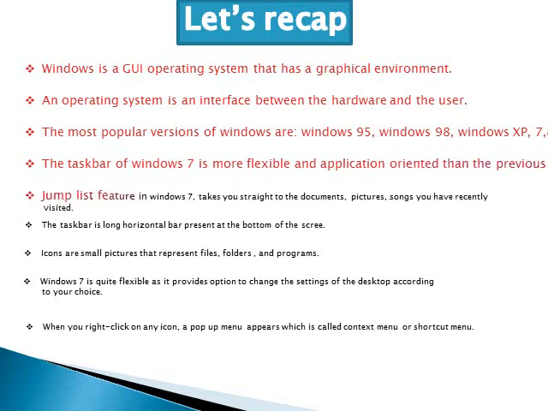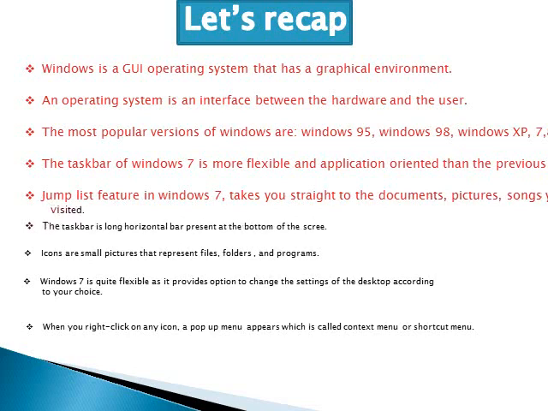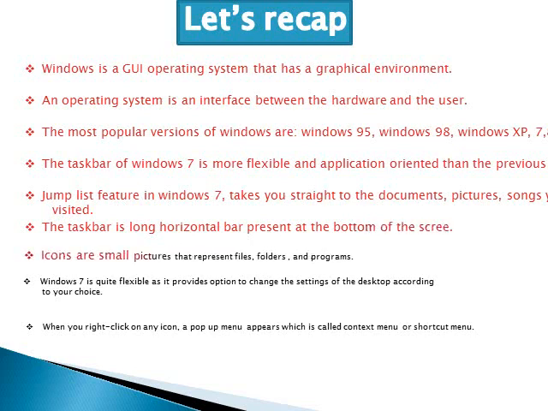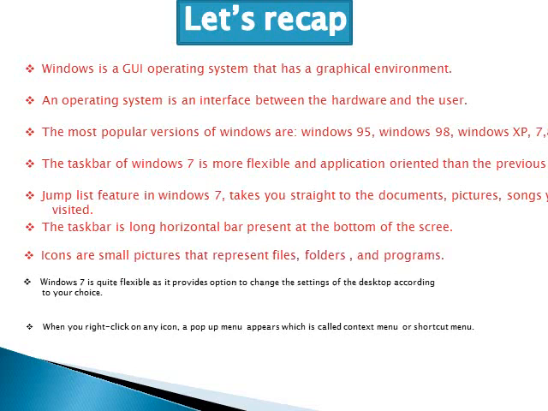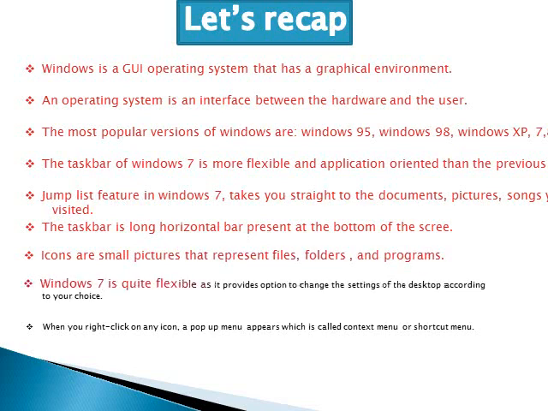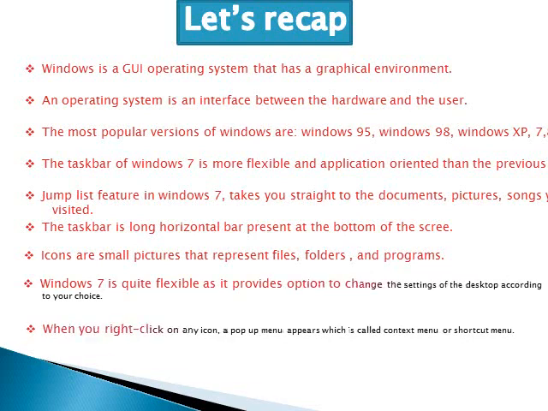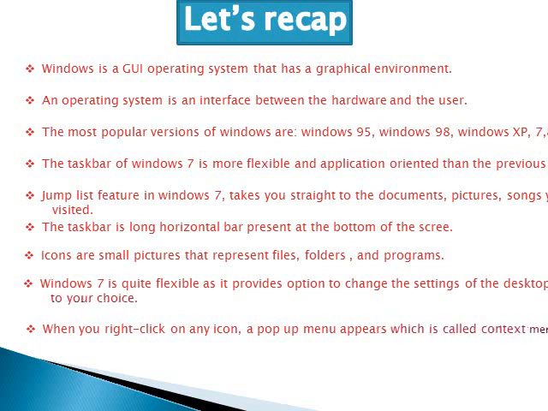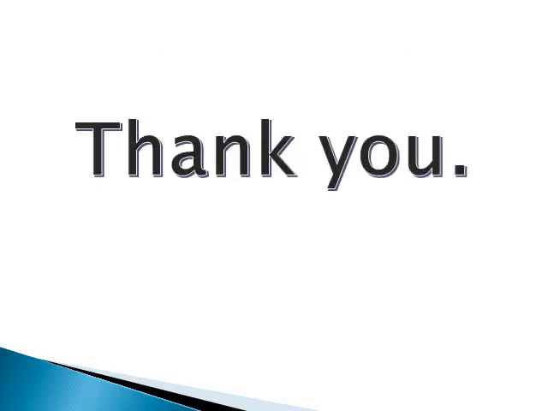Jump list feature in Windows 7 takes you straight to the documents, pictures, songs you have recently visited. The taskbar is a long horizontal bar present at the bottom of the screen. Icons are small pictures that represent files, folders and programs. Windows 7 is quite flexible as it provides option to change the settings of desktop according to your choice. When you right-click on any icon, a pop-up menu appears which is called context menu or shortcut menu.